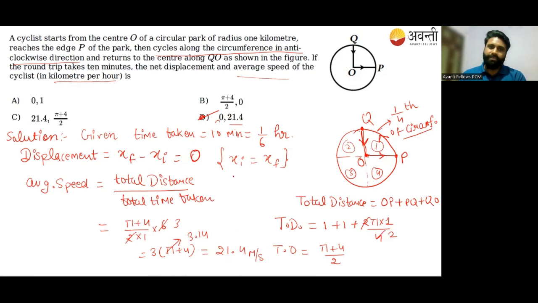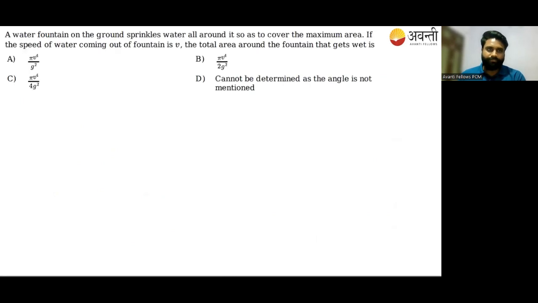It is average speed. And what about the average velocity? Average velocity is equal to 0 because it is the total displacement divided by total time. So total displacement here is 0, and that is why average velocity is 0. I hope you are clear with this. Move on to the next question.